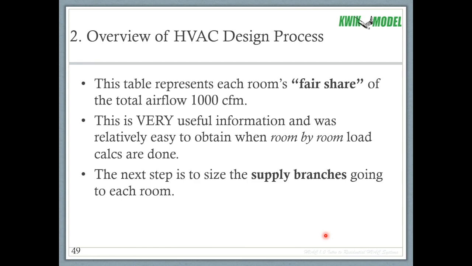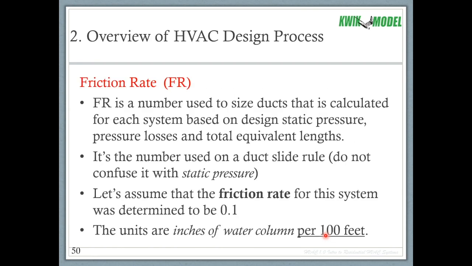The next step, now that we know how much air needs to go to each room, is to size the supply branch going to that room. Okay, so that's the runout. That's the duct that's attached to the supply register in each room. Before we do that, we have to talk about a fairly complex topic, and it's one that people misunderstand quite a bit. And when you size a duct, you need three things.